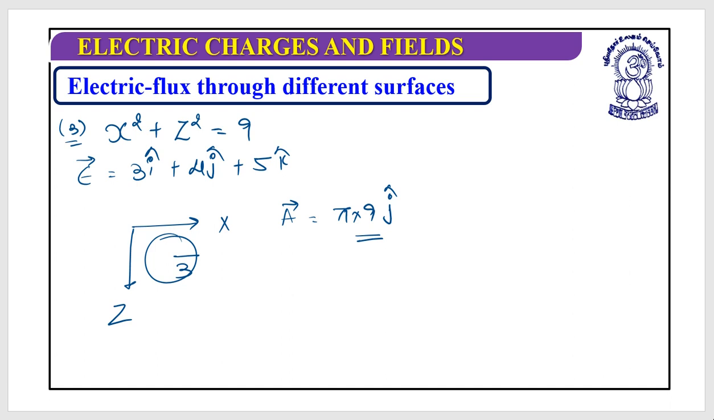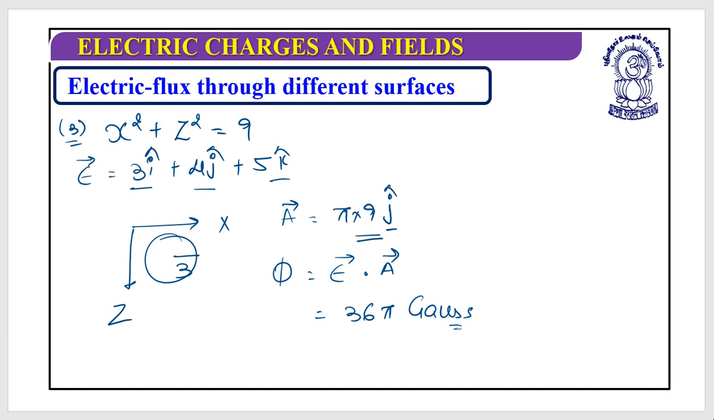outward from the plane. So now flux is equal to E dot A. So this is 3i plus 4j plus 5k, and this is 9 pi j. So that should be equal to 4 into 9 pi. This is 36 pi Gauss. Yes. Now are you comfortable with this? Will you be able to find the flux through surfaces? Are you sure?